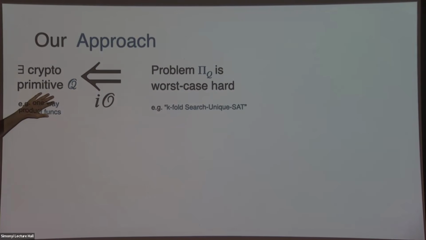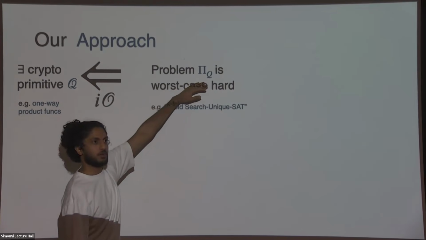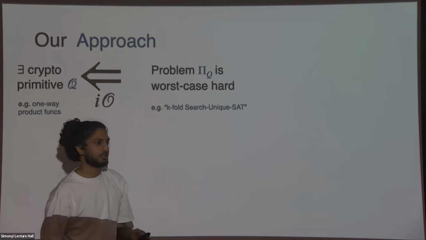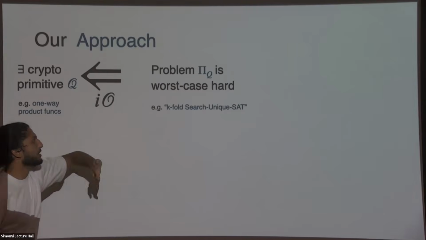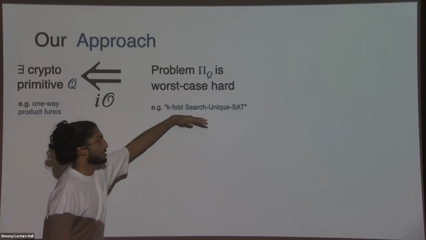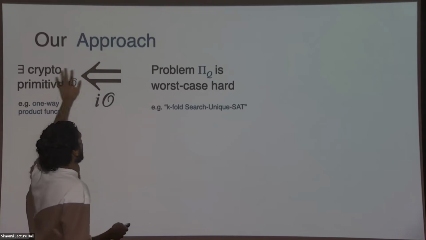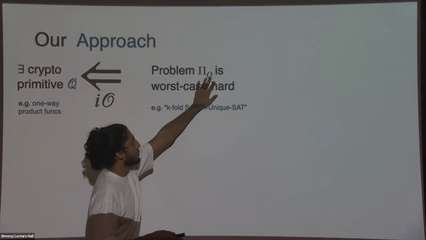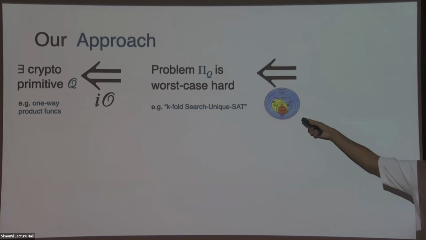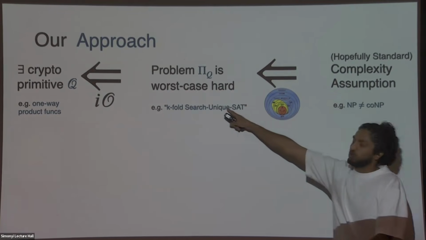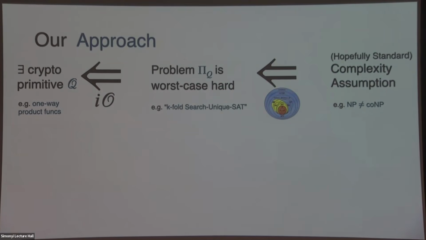So if this was one-way functions, well, one-way functions say something's hard to invert on average. What's a worst case version of inverting on average? Well, one thing is SAT. SAT is asking, can you find me a pre-image of 1 in your circuit? So the pi sub q here for one-way functions will be SAT, and for one-way product functions will be some direct product version of SAT, or SAT on multiple instances. And so now you have this reduction, where you can reduce the existence of a crypto primitive to the worst case hardness of some problem. And then hopefully you can use complexity theory to say, okay, some hopefully standard complexity assumption, maybe NP not equal to co-NP or something like that, will show you that this problem is worst case hard. Okay, this is the schema.